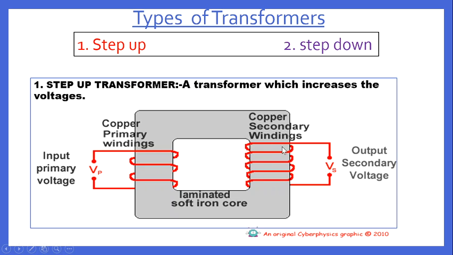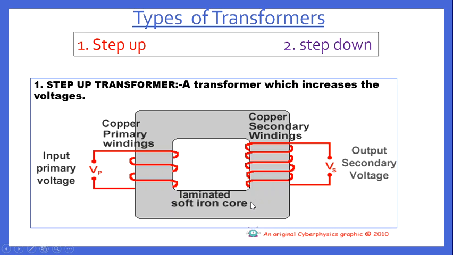Because the number of turns at the secondary coil is more than that of the primary, the voltage generated here will be more than the voltage at the primary coil, according to Faraday's law of electromagnetic induction, which states that the induced EMF is directly proportional to the number of turns of coil linking the circuit. So if the number of turns is more at the secondary, the voltage at the secondary is going to be more.